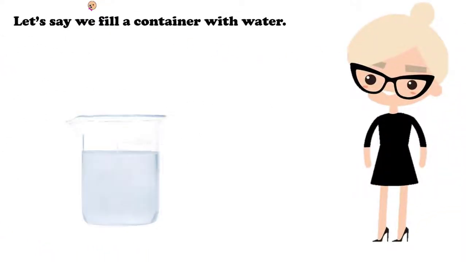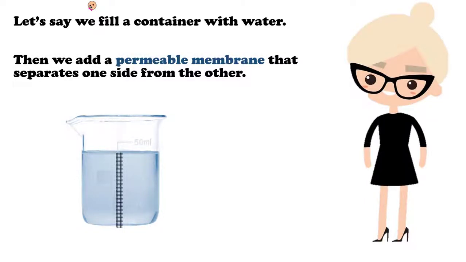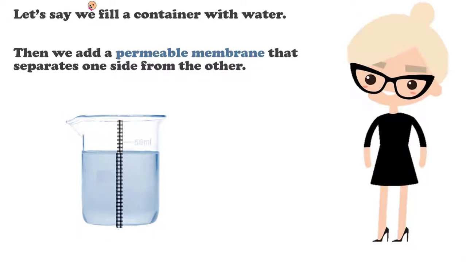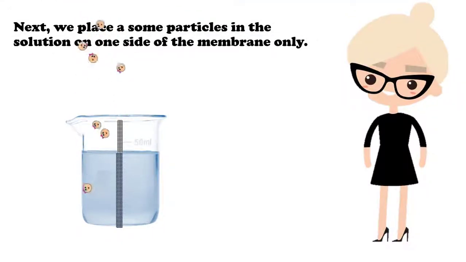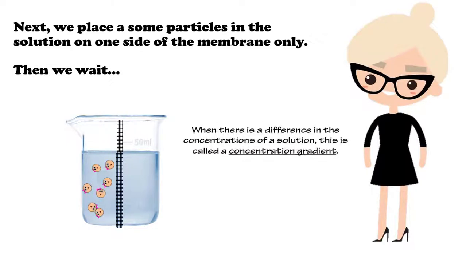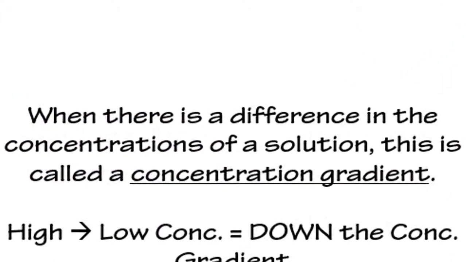Let's say we fill a container with water. Then we add a permeable membrane that separates one side from the other. Next, we place some particles in the solution on one side of the membrane only. Then we wait. When there is a difference in the concentration of a solution, this is called a concentration gradient.